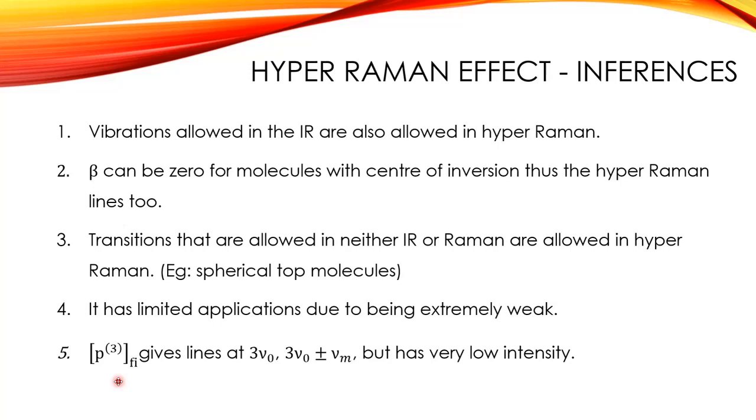We can also get into the third order of hyperpolarizability or third order transition moment. If this comes into play, the lines observed by this will also be very low, but if this comes into play, we will get lines of intensity 3 nu 0 for Rayleigh, and for Stokes and anti-Stokes 2 nu 0 plus or minus a nu m can be observed. But this is of a very low intensity and it can be ignored.